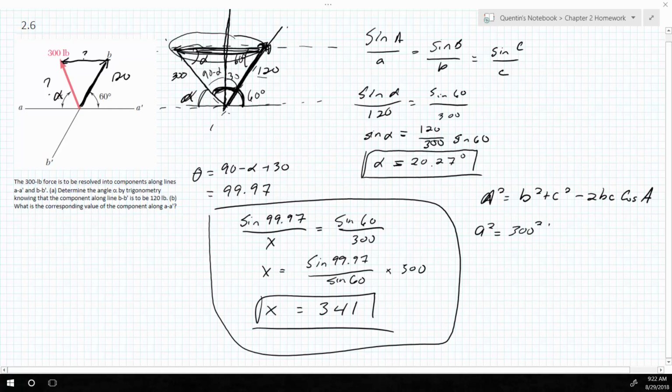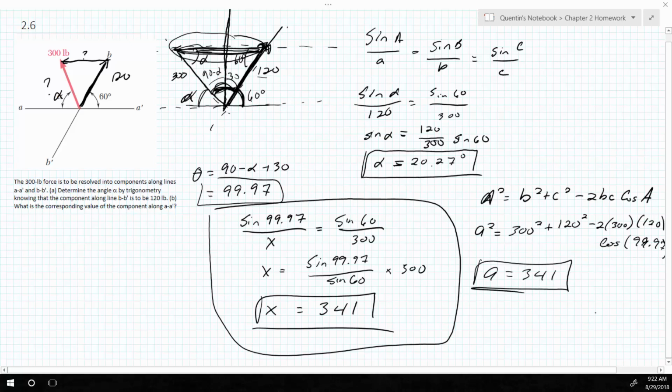So you know b, so it's going to be a squared is equal to 300 squared plus c squared, which is 120 squared, minus 2 times 300 times 120 times cosine of the angle, which is this angle, which we had to figure out right here, which is back to there, 99.97. At that point, to me, I would say it's just easier. Since you have to calculate that angle either way, it's easier to come up with this, but you still end up with A equals 341. Okay, there you go.